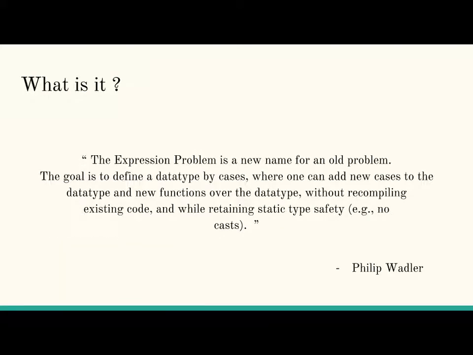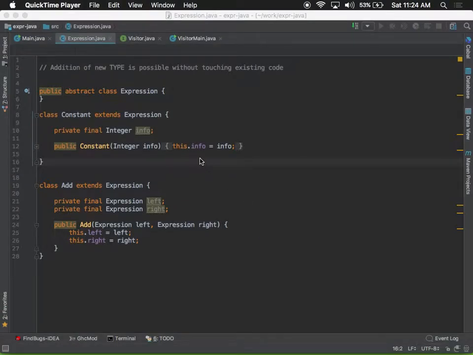I'm not finishing with this. This is the main problem, just in case you missed it. The goal is to define a data type and the operations without recompiling the existing code. Can you add an operation on an additional data type and additional operations?